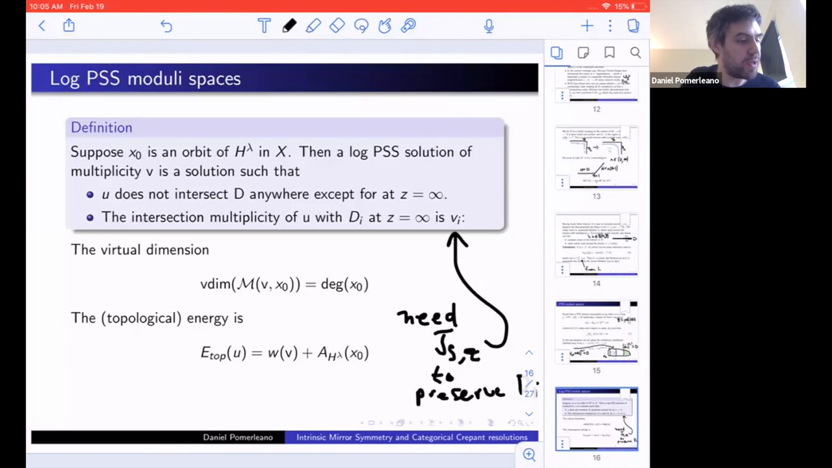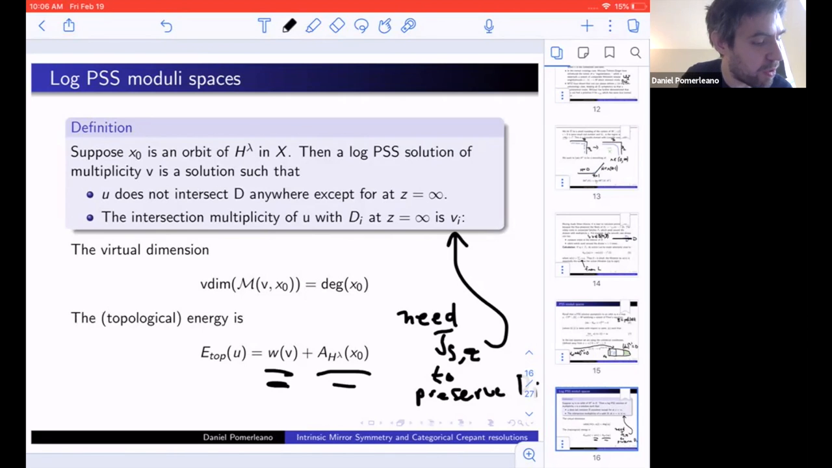In general it could pass through a corner of the divisor. If more than one component of v is non-zero, that will mean that it's passing through some deeper stratum of the divisor. And in this Calabi-Yau pair case, the expected dimension of this moduli space is just the degree of the periodic orbit. It's pretty easy to check. And the energy of the solution is given again in terms of this winding number and the action of the periodic orbit.